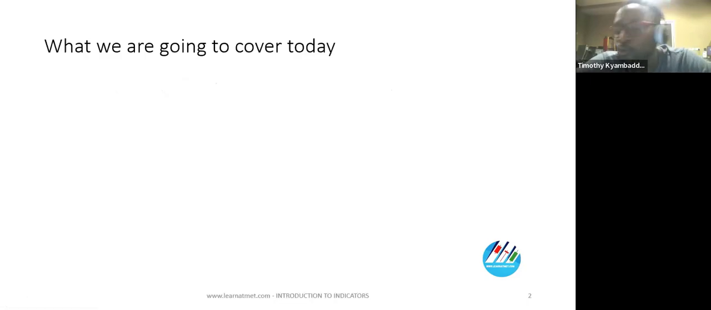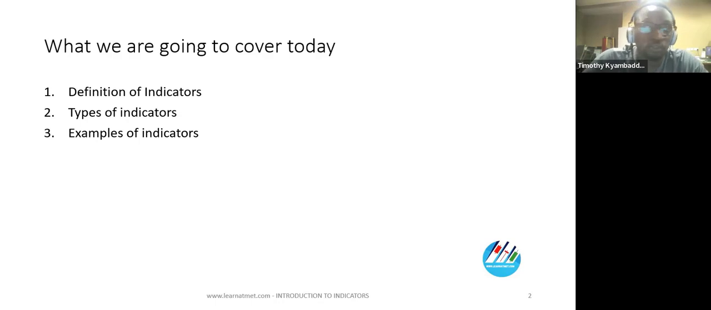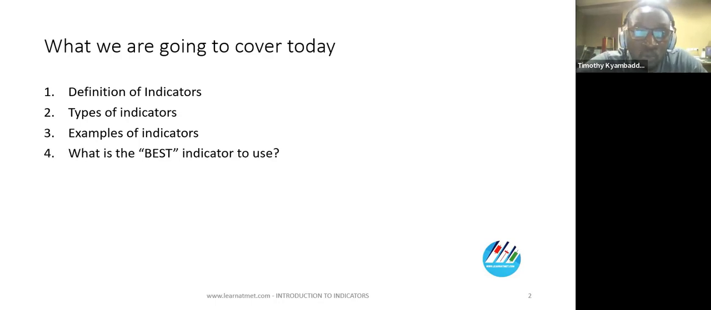The topic for today's learning is an introduction to indicators. So what are we going to cover today? First of all, we're going to define what indicators are, okay? And then we shall look at the different types of indicators, and there are two types. Then we shall look at examples of these indicators. And finally, we shall try and determine what the best indicators to use are.